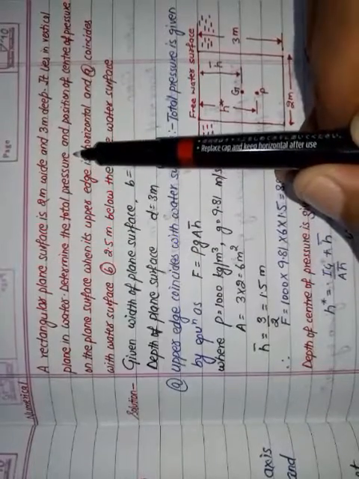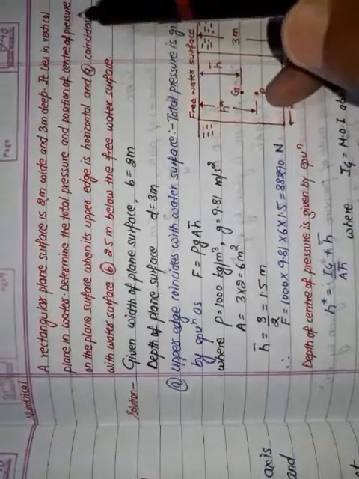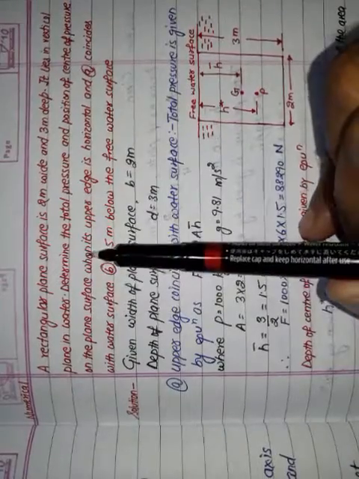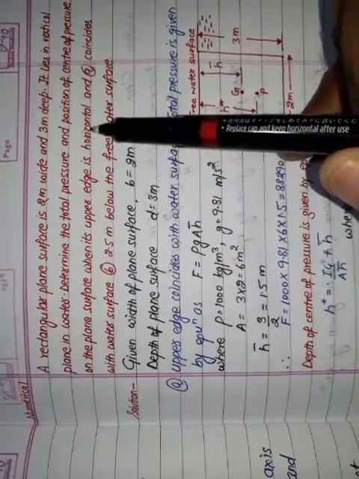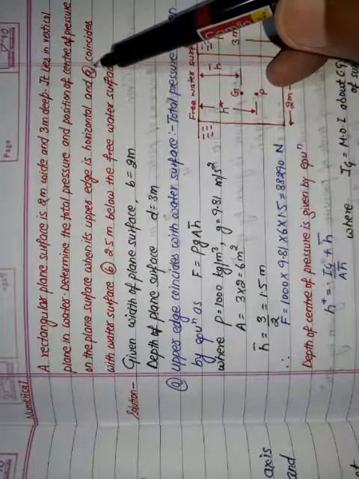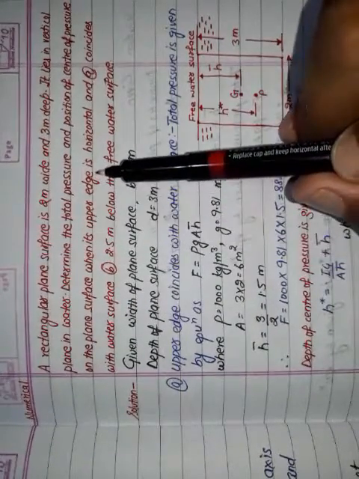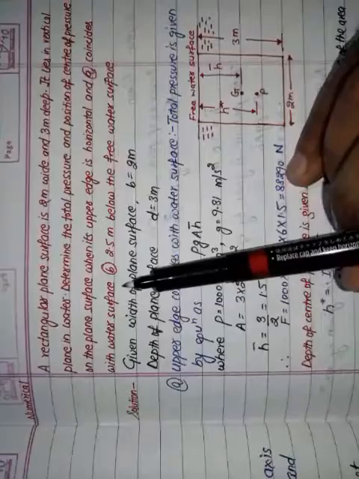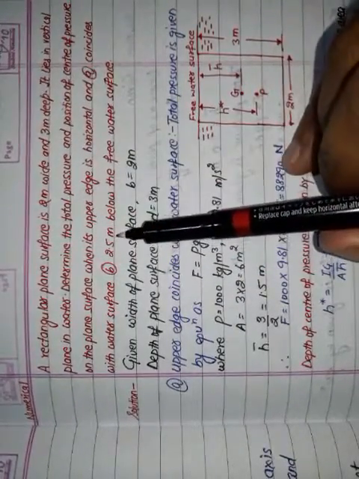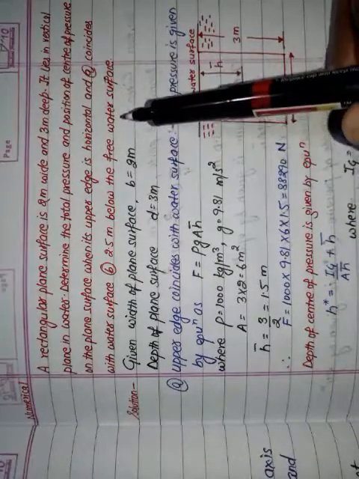Determine the total pressure force, that is capital F, and position of center of pressure, that is h star, on the plane surface when its upper edge is horizontal. And here two cases are here. First case, coincide with water surface when its upper edge is horizontal, and second case, its upper edge is horizontal and 2.5 meter below the free surface of water. So here are two conditions.